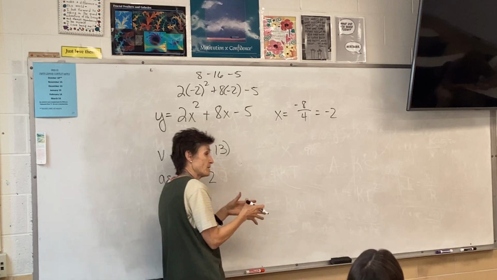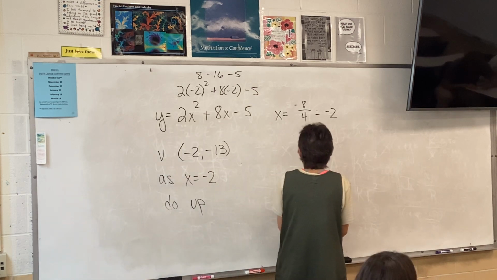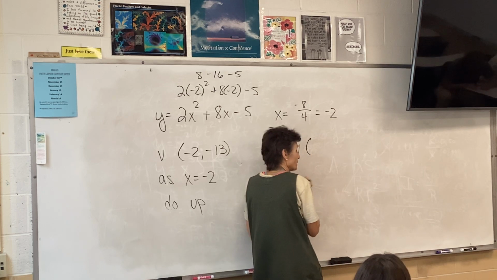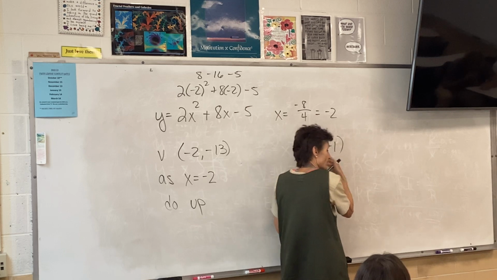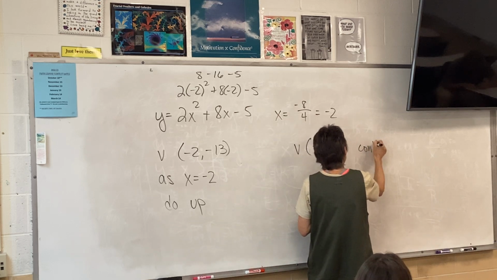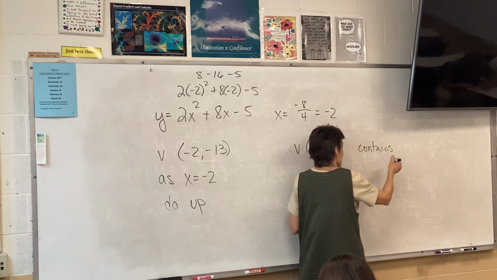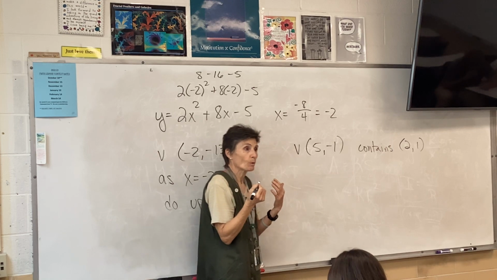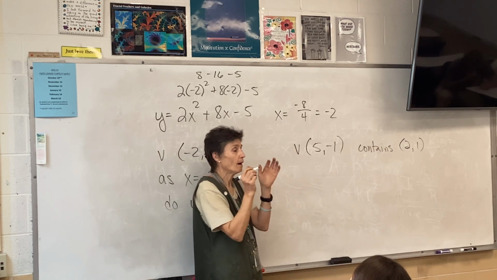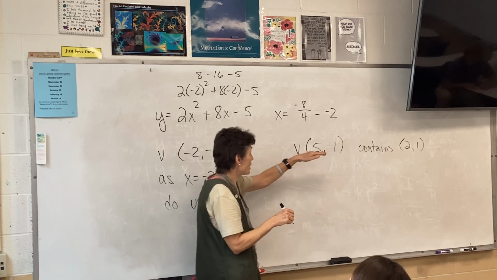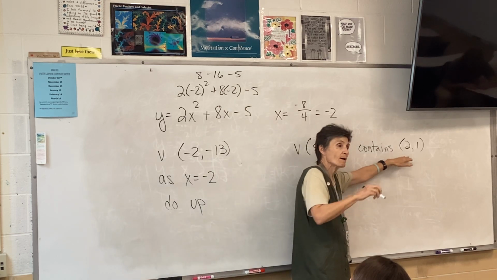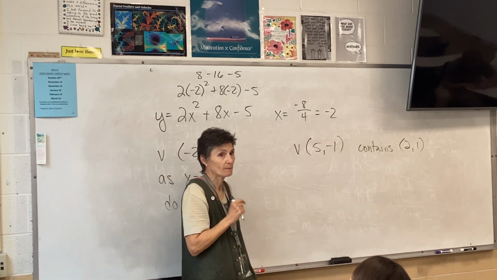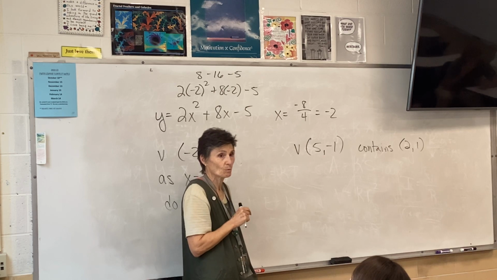The other huge thing we learned yesterday was how to write our own equation if we're given the vertex, like let's say 5, negative 1 is the vertex, and another point that the parabola contains, like 2, 1. Okay? So we're going to write the equation of the parabola. We know its vertex, and we know some random point that it contains. All right, who remembers this? This is another big piece of yesterday. Who remembers what we do here?